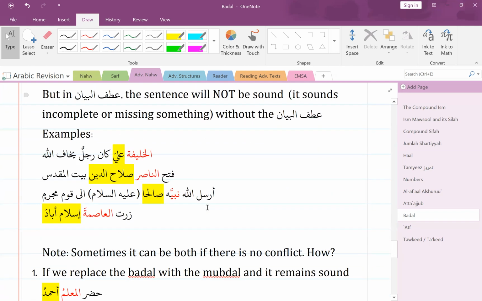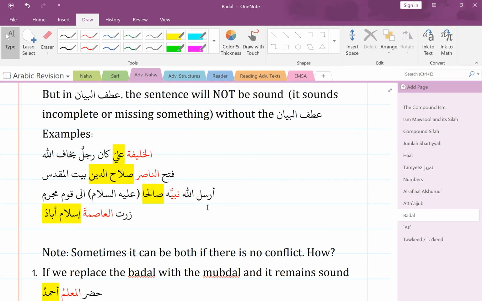So let's look at some examples of عطف البيان. For example, if I say الخليفة علي كان رجل يخاف الله. الخليفة علي, well, because it's fully flexible. كان رجل يخاف الله. The Khalifa Ali رضي الله عنه was a man that feared Allah, or was a God-fearing man. Yeah. If I just said Al-Khalifa كان رجل يخاف الله, what is the question in your mind? You'll be like, which Khalifa? There's so many of them.